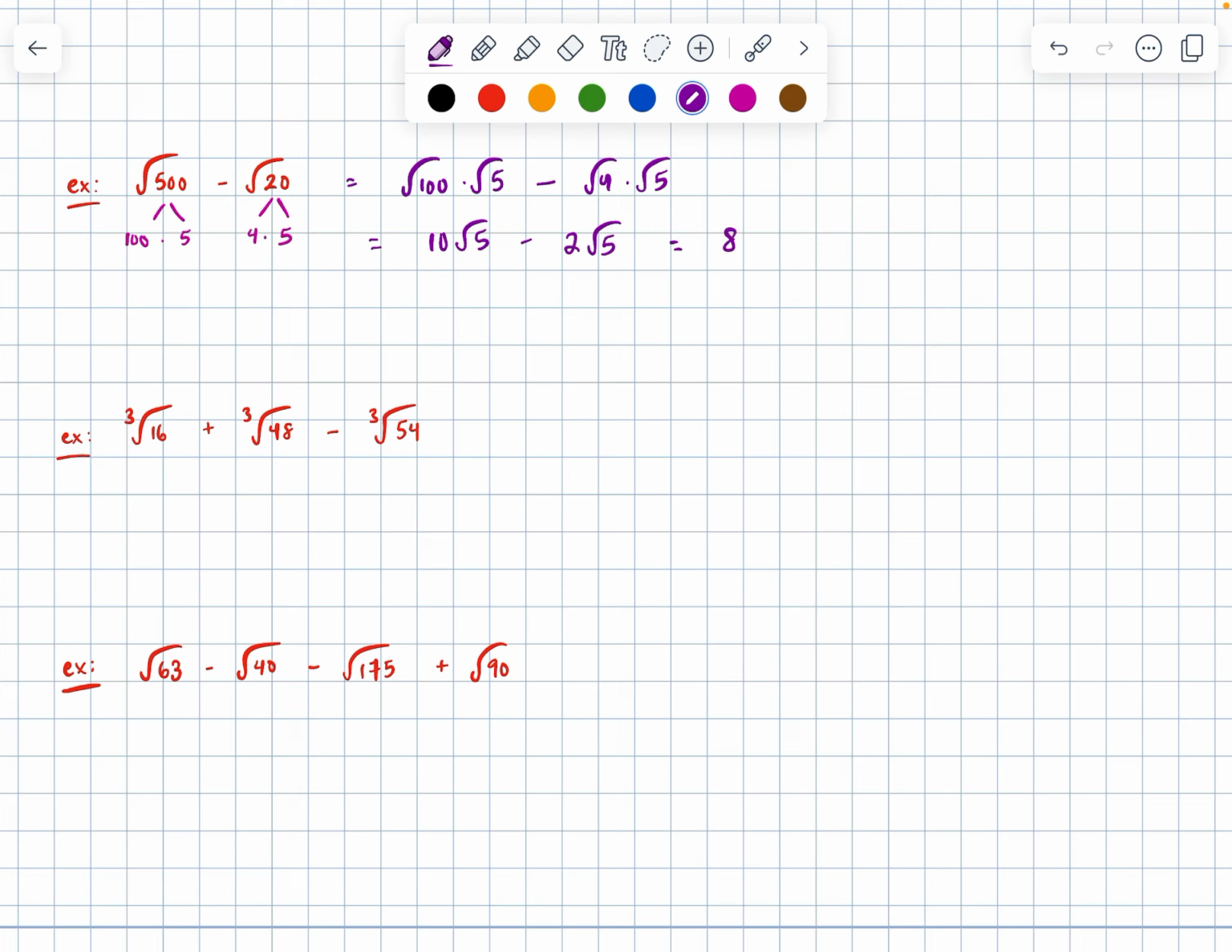Well, I've got 10 root 5s. I take away 2 root 5s. How many root 5s am I left with? Well, that leaves me with 8 root 5s.